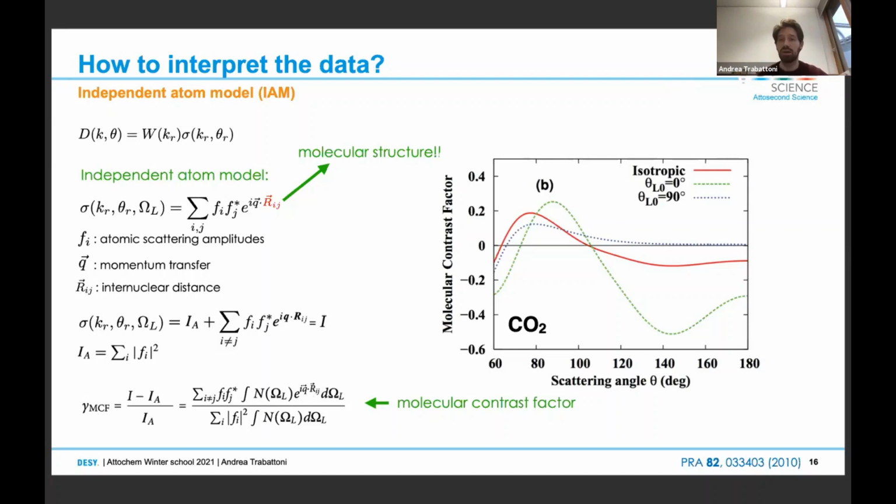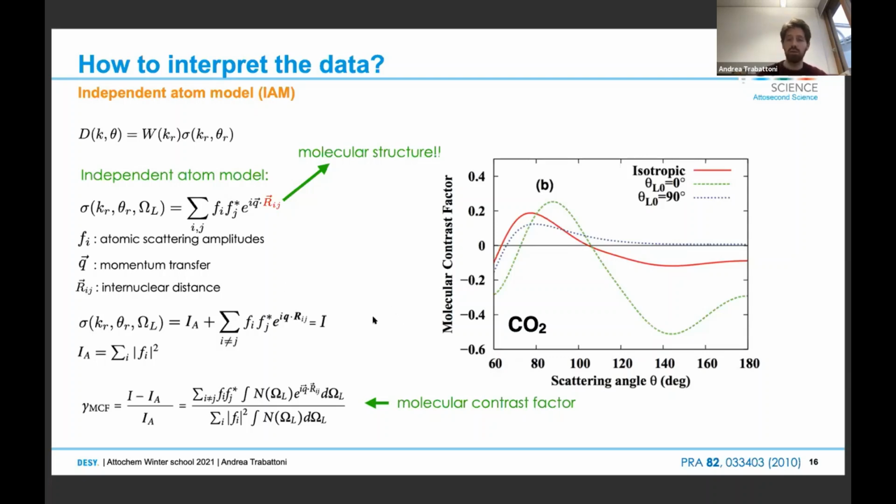So if you look at this simulation done for the CO2 molecule, you can see that if they are parallel, if the angle is 0, the oscillation in the molecular contrast factor has a large contrast. While if it is isotropic, the contrast is lowering. And if it is perpendicular, you basically have a flat molecular contrast factor that is, let's say, jeopardizing the information about the molecular structure itself.